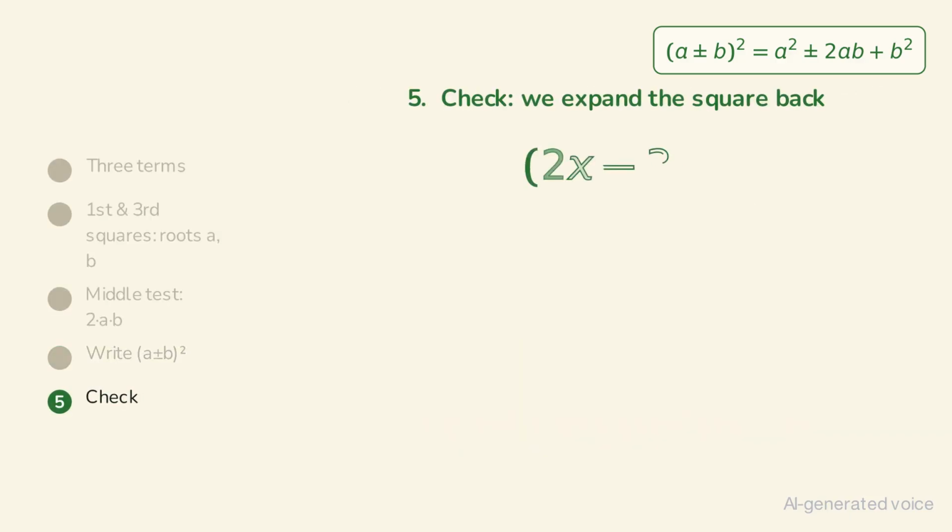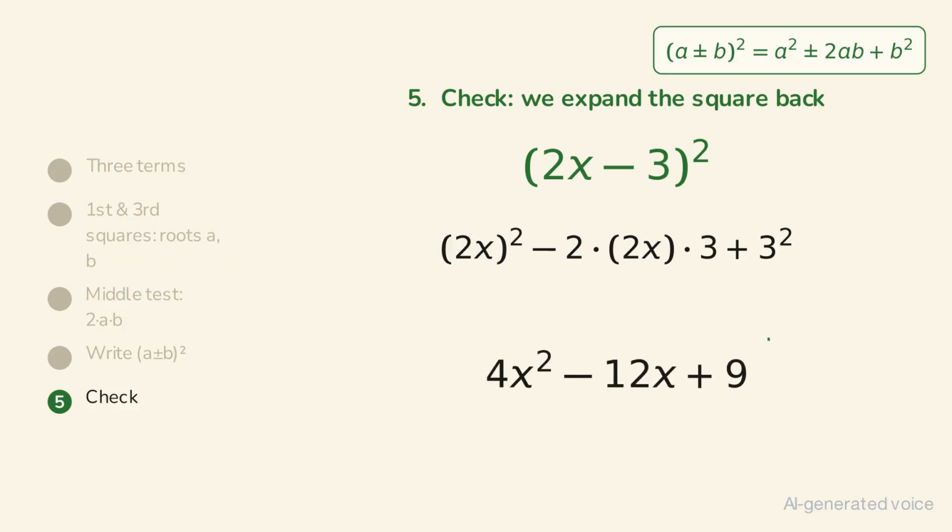Step 5. Check. We expand the square back. The first squared, 2x squared, gives 4x squared. Minus 2 times 2x times 3 gives minus 12x. And the last squared, 3 squared, gives 9. Putting it all together, we get back to 4x squared minus 12x plus 9, the original. The factoring is correct.